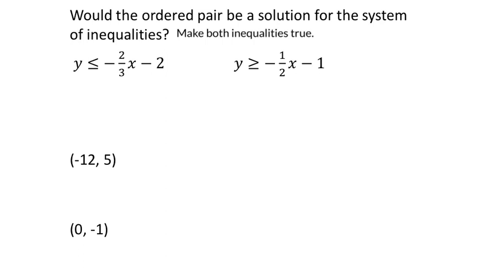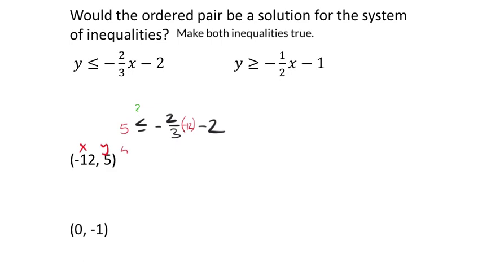We got y is less than or equal to negative 2/3 x minus 2. So I'm just going to write this down: y is less than or equal to negative 2/3 x minus 2. But we're given an x and a y value from the ordered pair. So the x value is negative 12, so I replace the x here with negative 12. And the corresponding y value is 5, so I put a 5 in here. Now I don't know if this is true or not, so I'm just going to put a question mark here just to see if it's true.